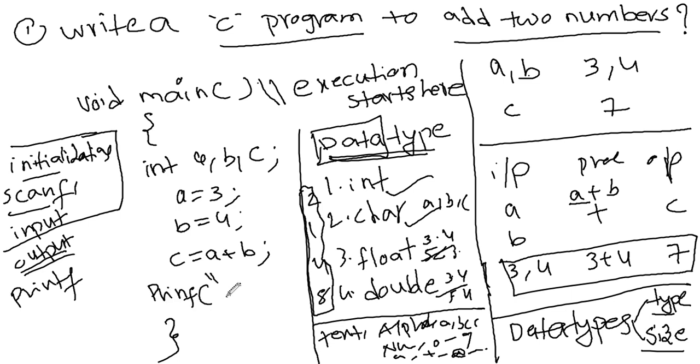What value are we trying to print? We are trying to print the value c. So c is what type? It is the integer type. So like this, printf uses type specifiers. Percentage d indicates integer, percentage f for float, percentage c for char. For double as well we will use percentage f.